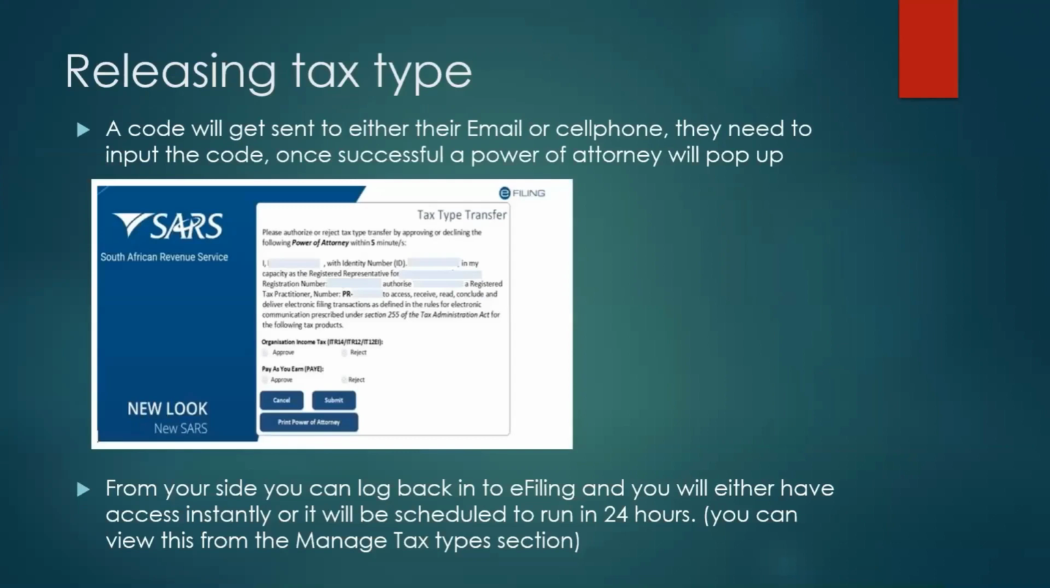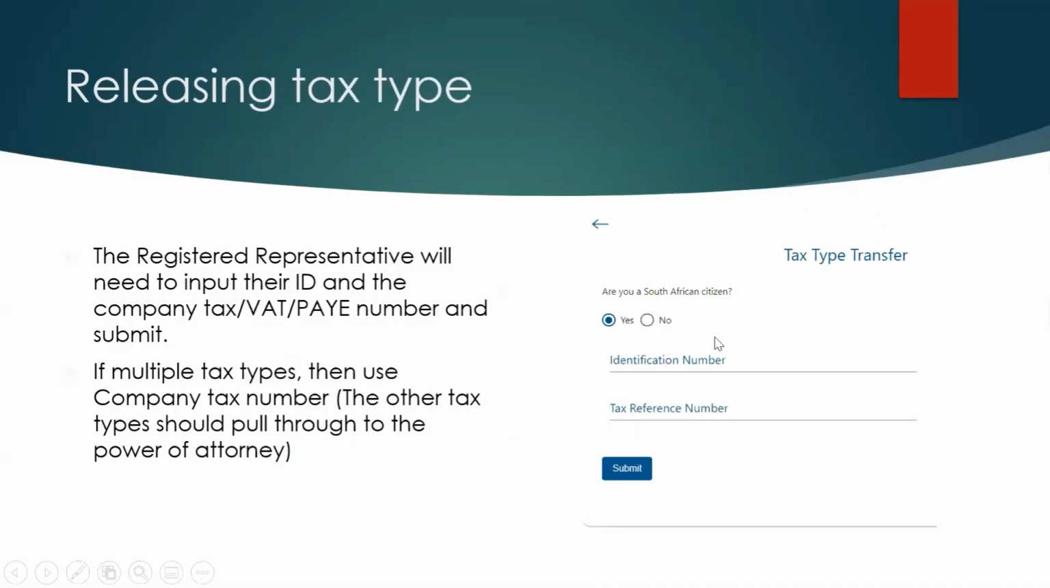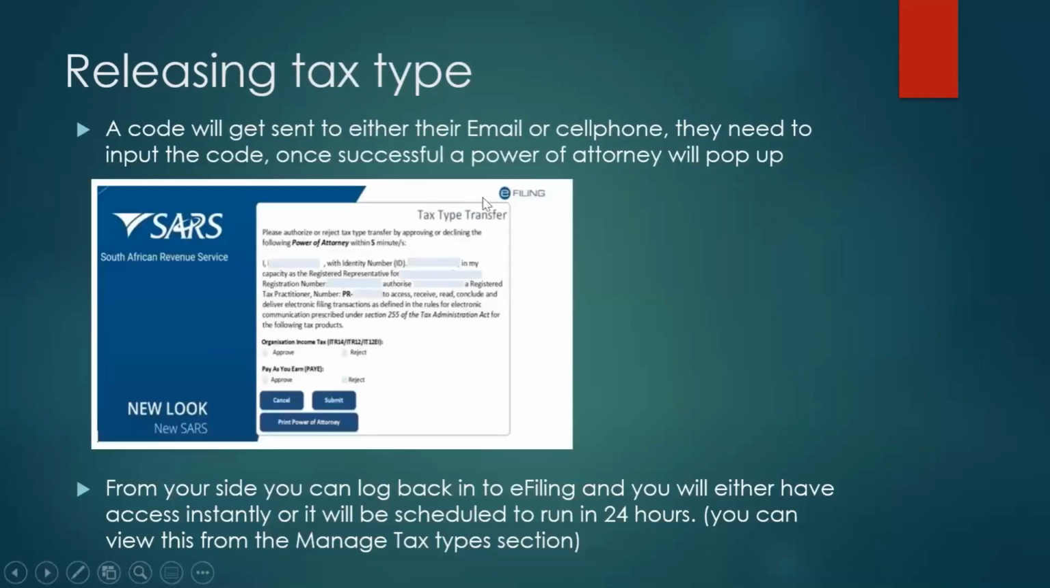So once the registered representative has completed this information, they click the submit button, and a code is going to be sent to them either via their email or their cell phone. So they get asked, would you like to verify using your email or your cell phone? They need to input the code. I believe it's 2 or 3 minutes that they have. Once successful, a power of attorney will pop up. So once this power of attorney pops up, you'll see this is what it looks like. This information is going to be already pre-populated, so don't worry about that, but it's just indicating that in their capacity as a registered representative, they're authorizing the release to the specific tax practitioner who's requested this across.